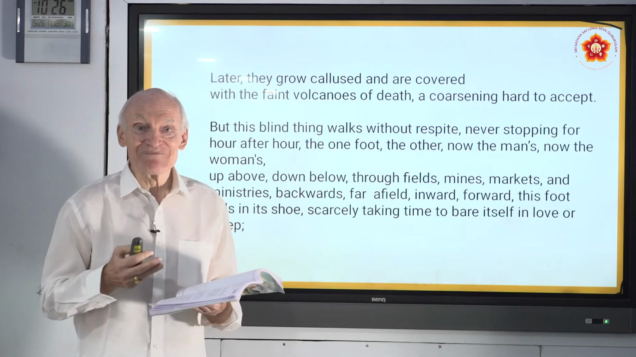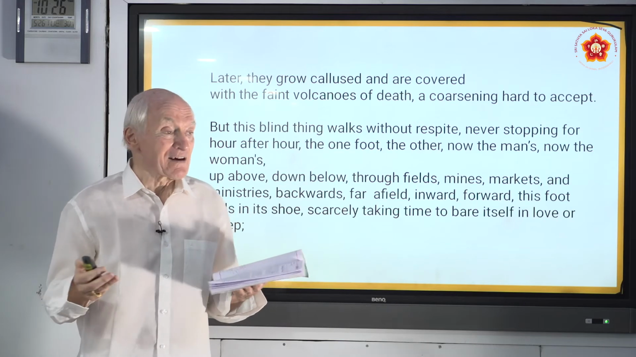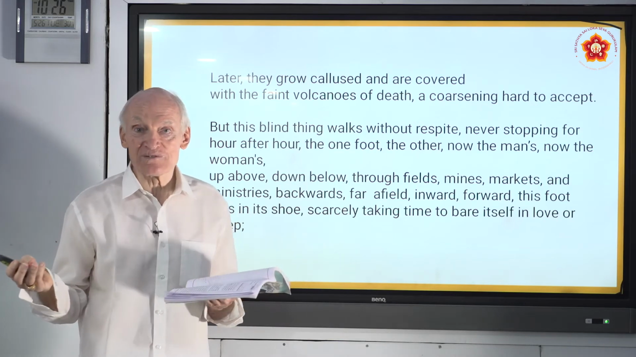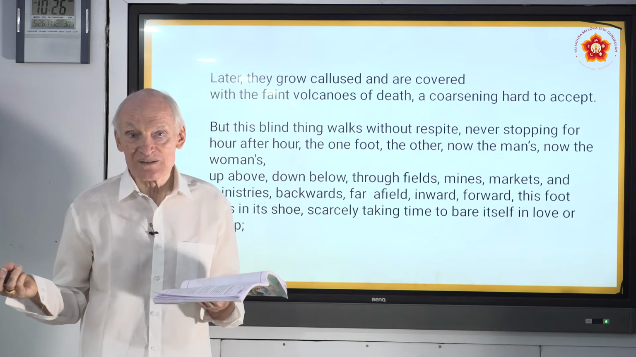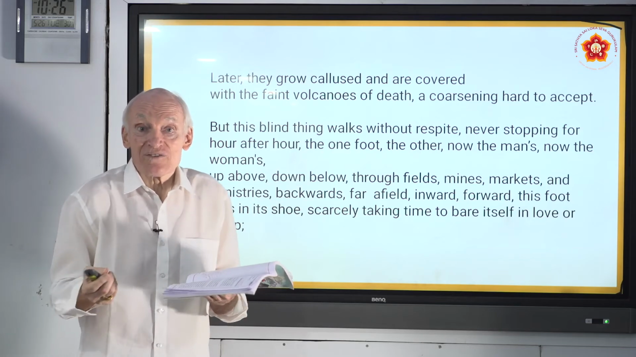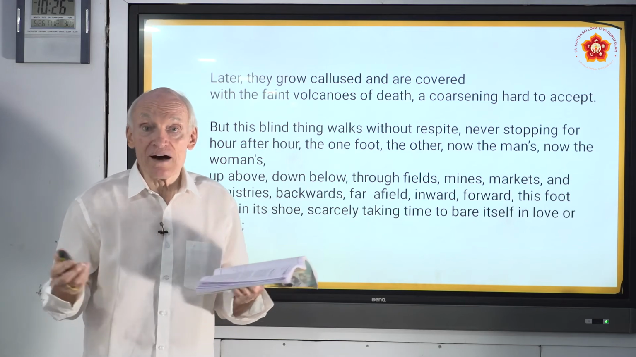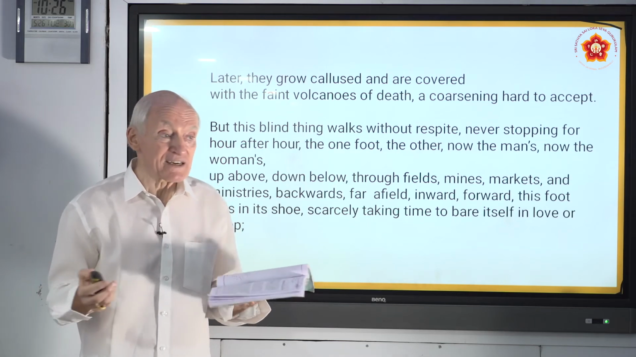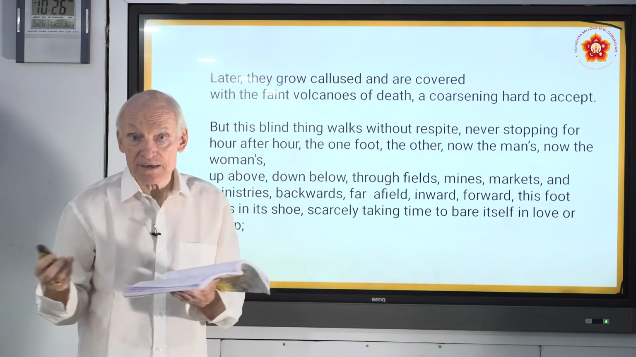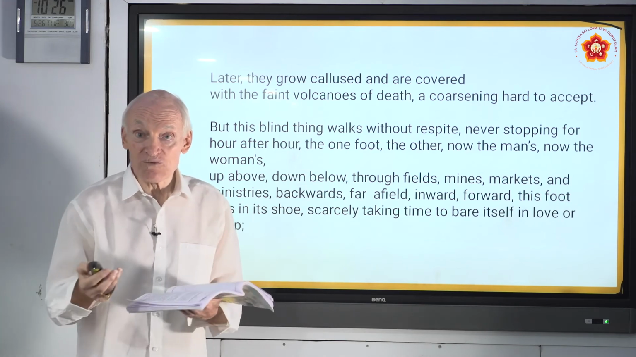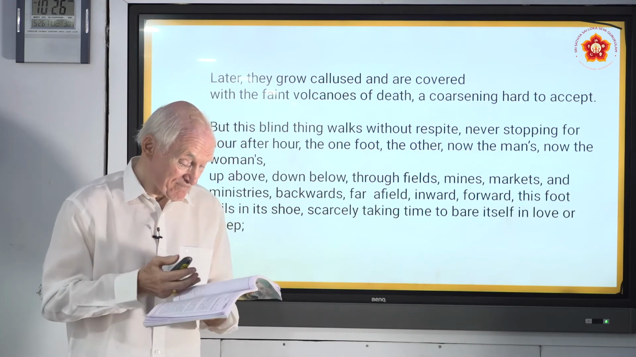Markets. He includes markets here. How many markets do we have? We have markets for food. We have markets for clothes. We have markets for everything. And in every market, there's salespeople, and they go on and they sell everything. But they have to bring the produce to the people to sell it. So they have to walk. And they're walking all the time.